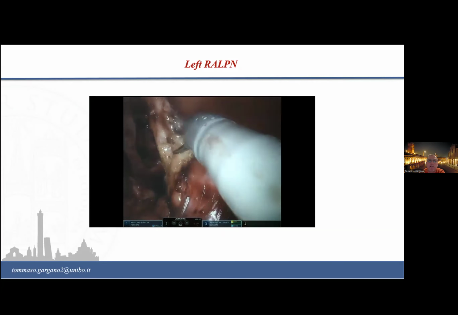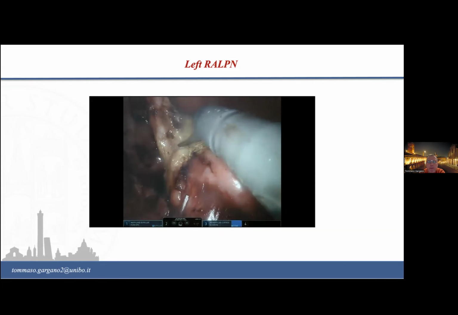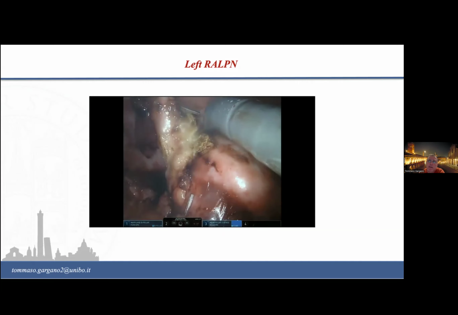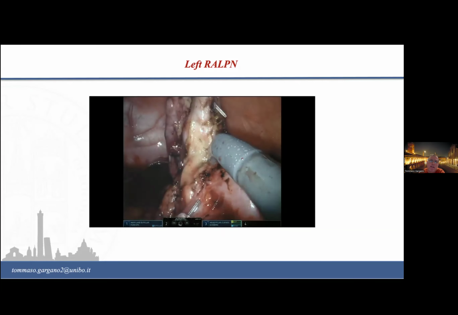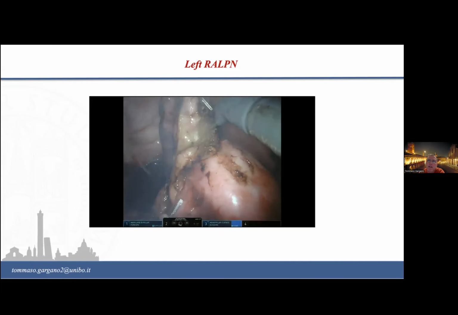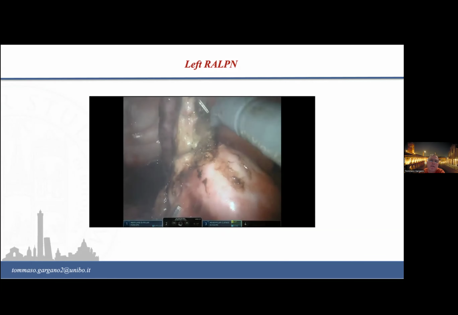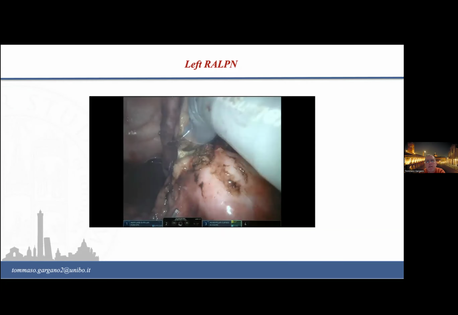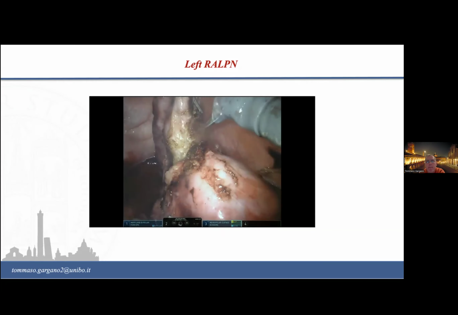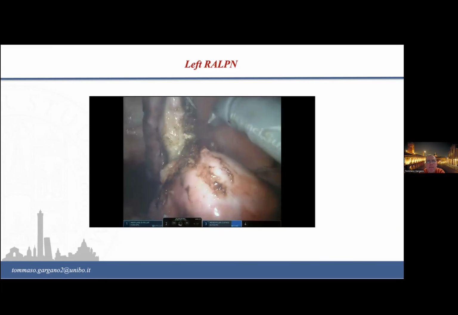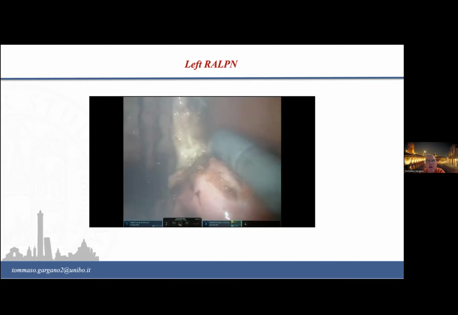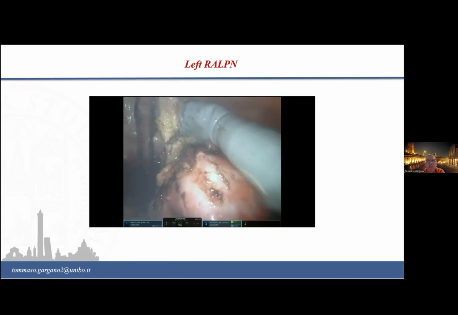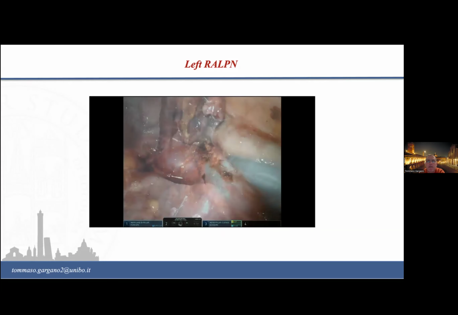Now, with robotic diathermic scissors, we circumferentially resect the upper pole parenchyma until it is totally resected. You see, it is very easy to proceed with the resection using the robotic instrument.